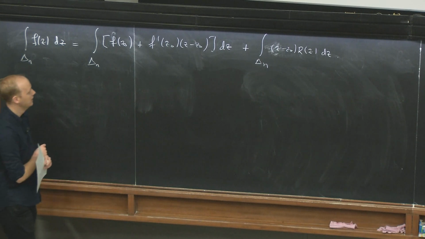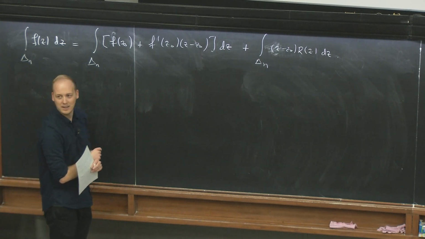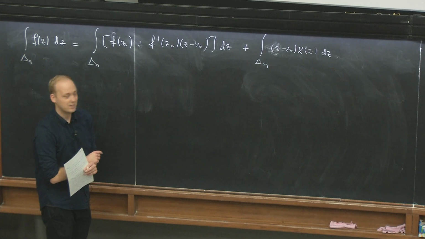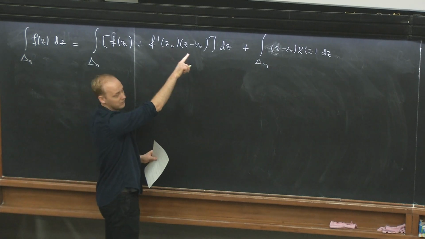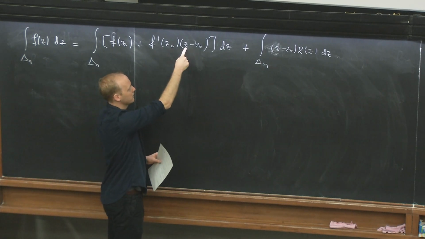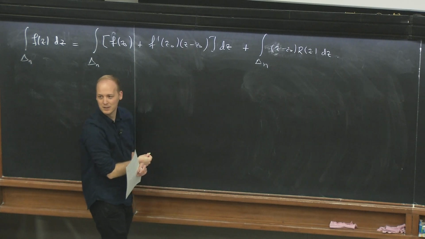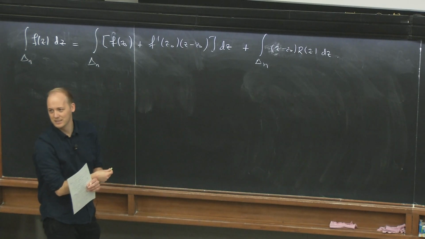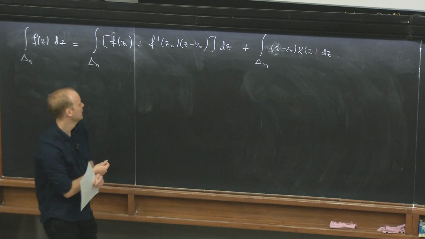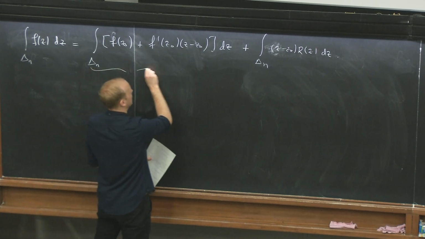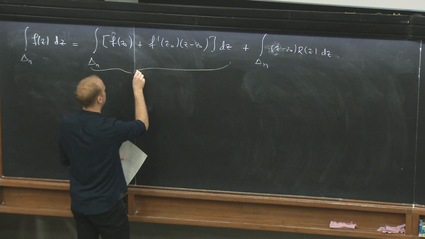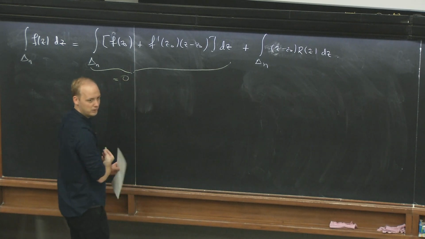Exactly, this is a constant. So, I mean, everything is constant except this thing here, right? Exactly. So the remark is that actually this thing here equals 0.